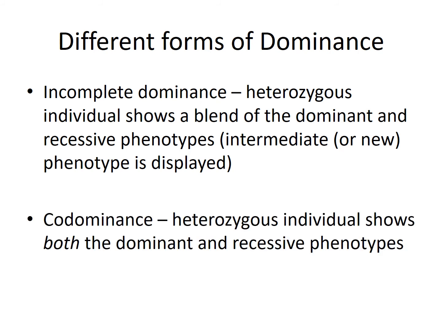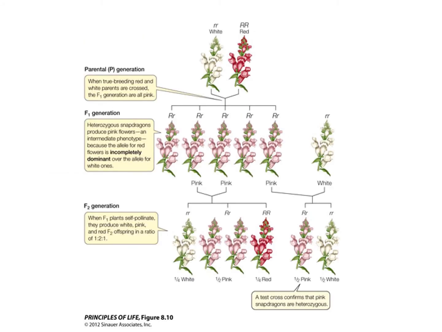With codominance, a heterozygous individual is going to show both the dominant and the recessive in their phenotype instead of one or the other. So they're codominant. They're both showing up. Here's a classic bio example of incomplete dominance. You have the red tulip and the white tulip.